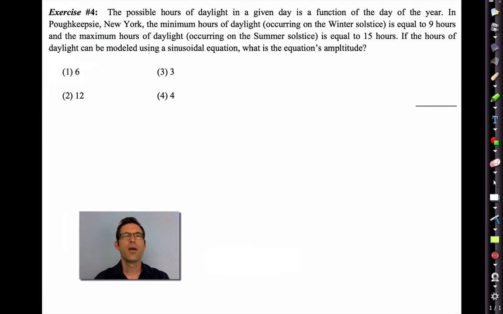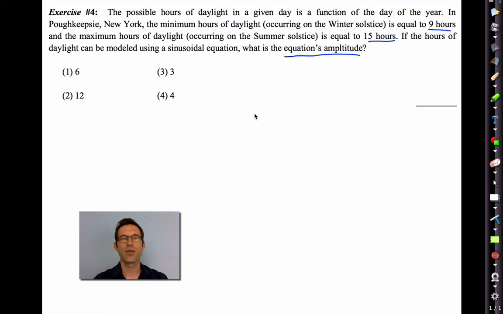Exercise 4. The possible hours of daylight in a given day is a function of the day of the year. Right? You know this, right? I mean, some days have less light, some days have more light, just based on what day of the year it is. In Poughkeepsie, New York, the minimum hours of daylight occurring on the winter solstice is equal to 9 hours. And the maximum hours of daylight occurring on the summer solstice is 15 hours. If the hours of daylight can be modeled using a sinusoidal equation, what is the equation's amplitude?